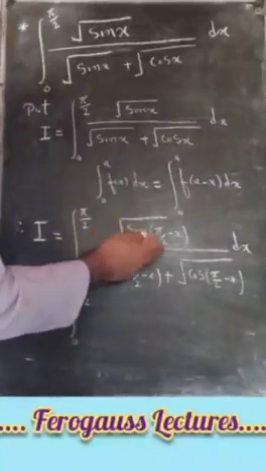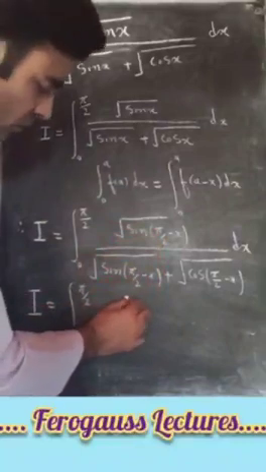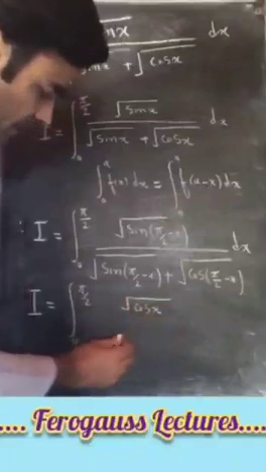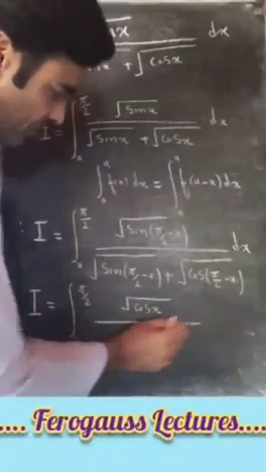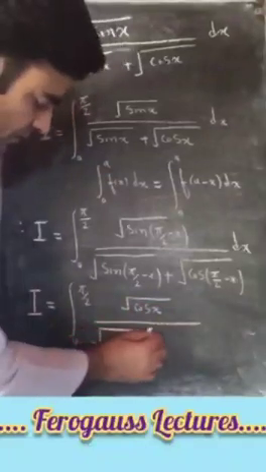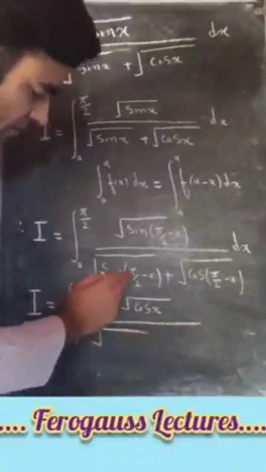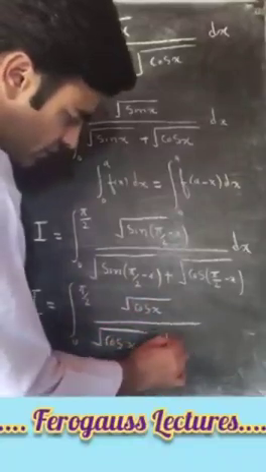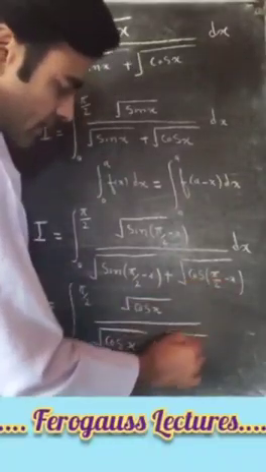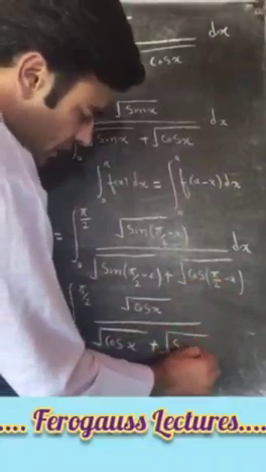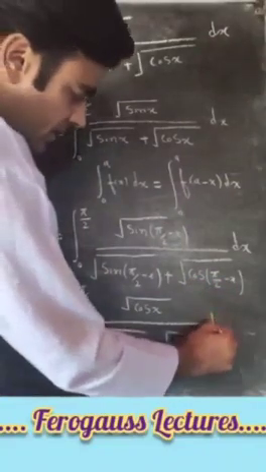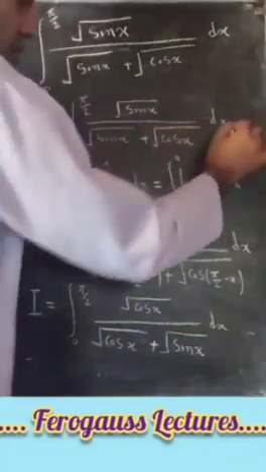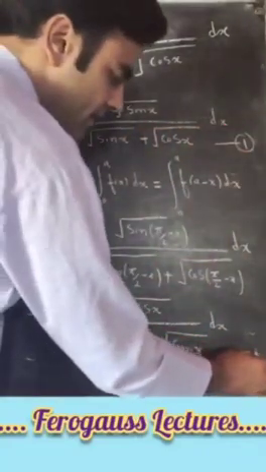We know that sine pi by 2 minus x is equal to cos of x, so we get square root of cos x divided by square root of, sine of pi by 2 minus x is cos x, plus square root of cos of pi by 2 minus x is sin x, the square root of sin x dx. Now we name this equation as equation first and this equation as equation second.